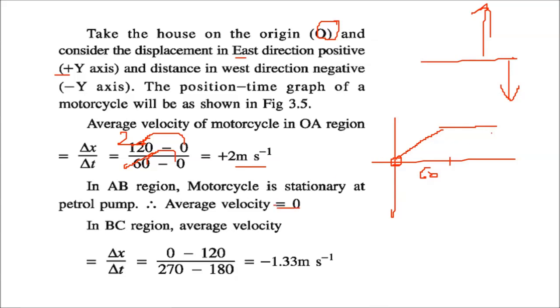In the third part, from here to here, we take the final minus the initial. So 0 minus 120, because he again came back to the house. He took around this much time, which is already given as 90 seconds. You can directly take 90, but for the sake of completion we showed it like this. This is minus 1.33 meters per second.